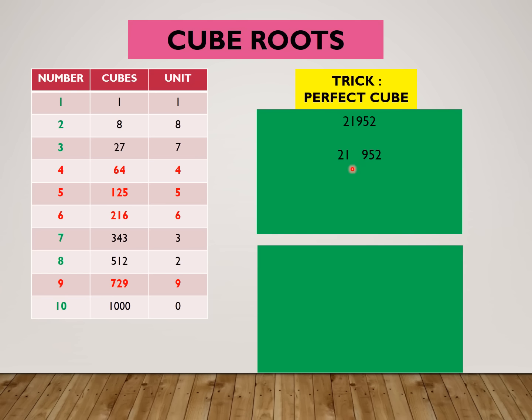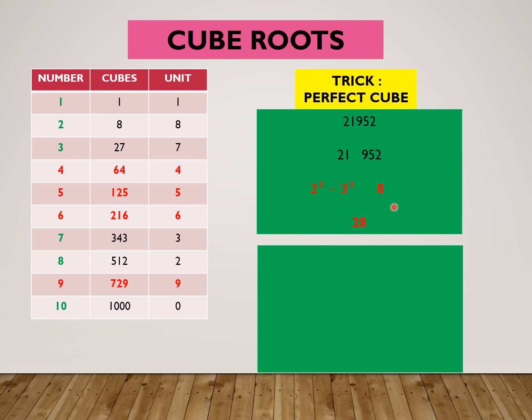From 21, we can guess that 21 lies between 2 cube and 3 cube. 2 cube is equal to 8 and 3 cube is equal to 27, and since it is 952 and 8 plus 2 is equal to 10, our unit place will be 8. Hence we can say that our result will be 28.